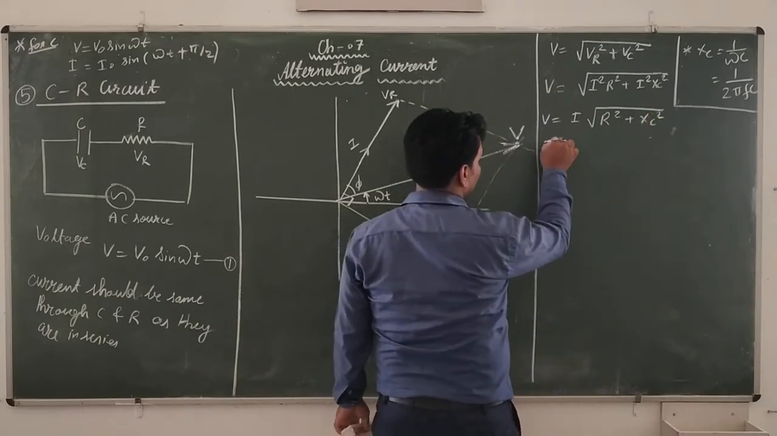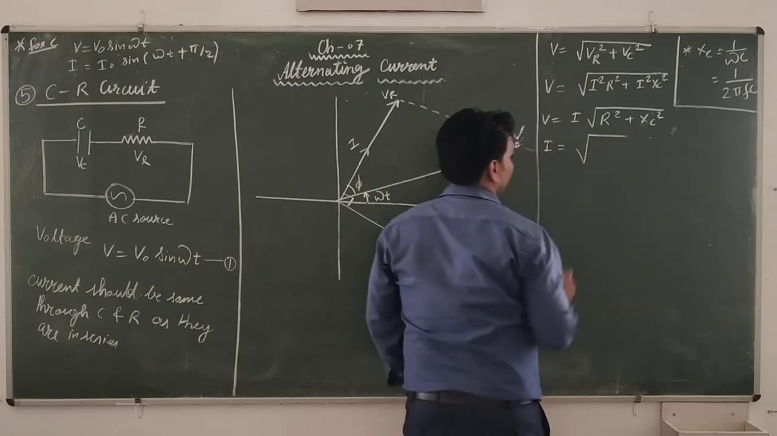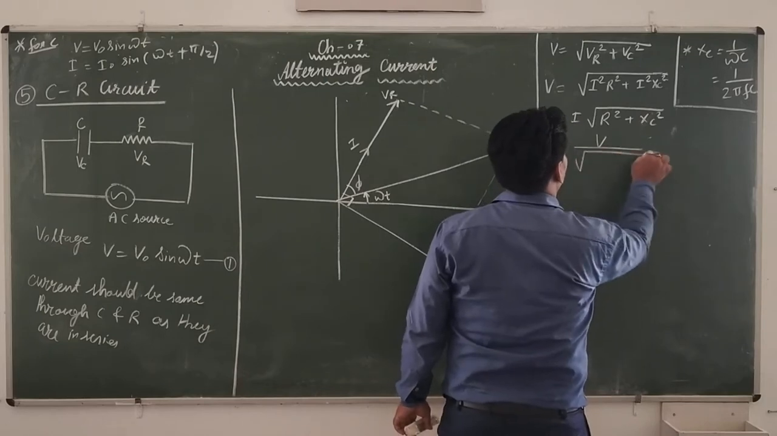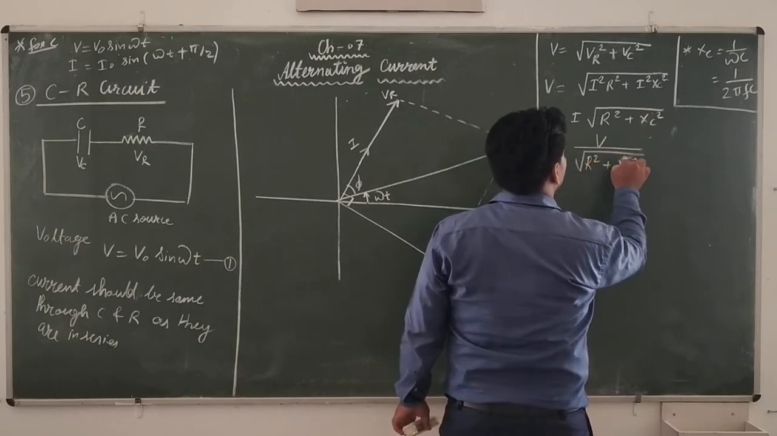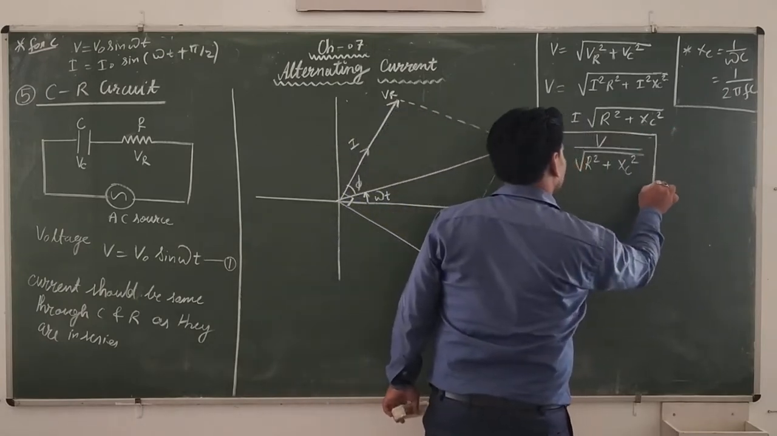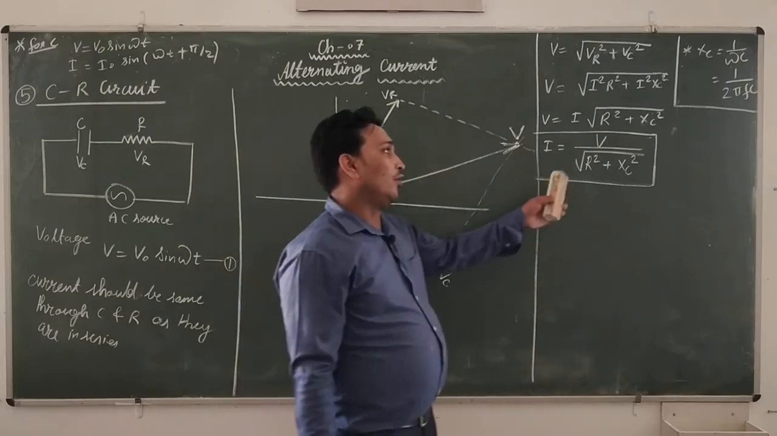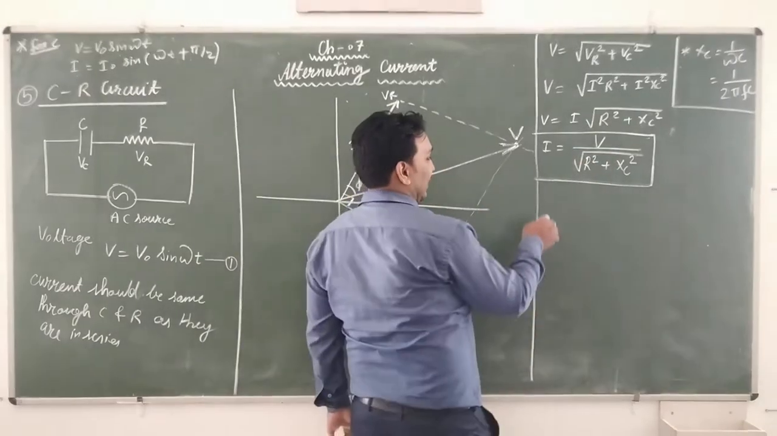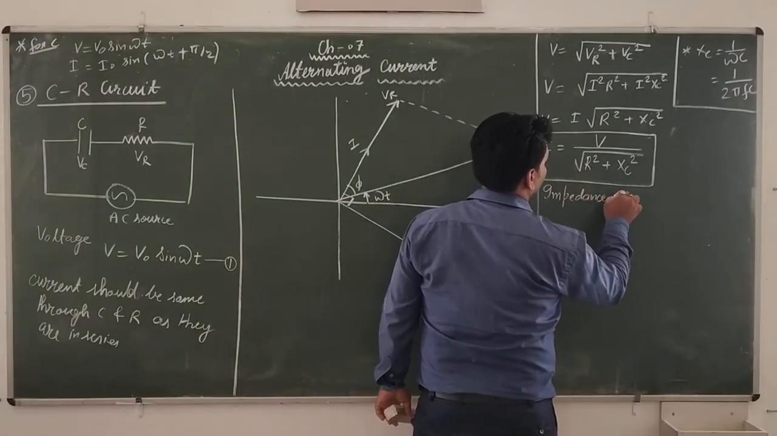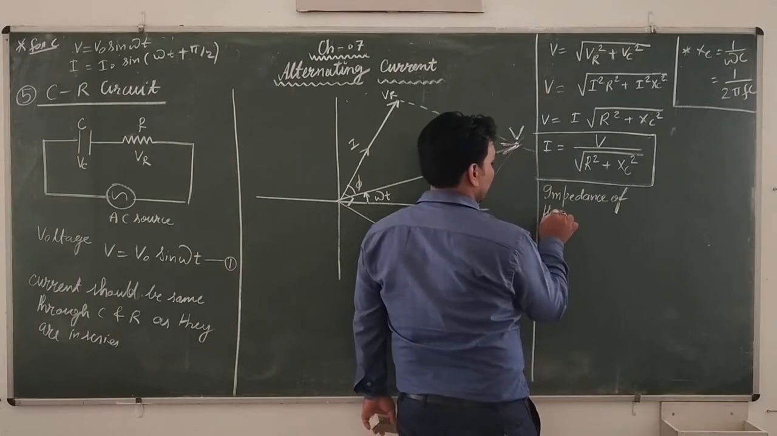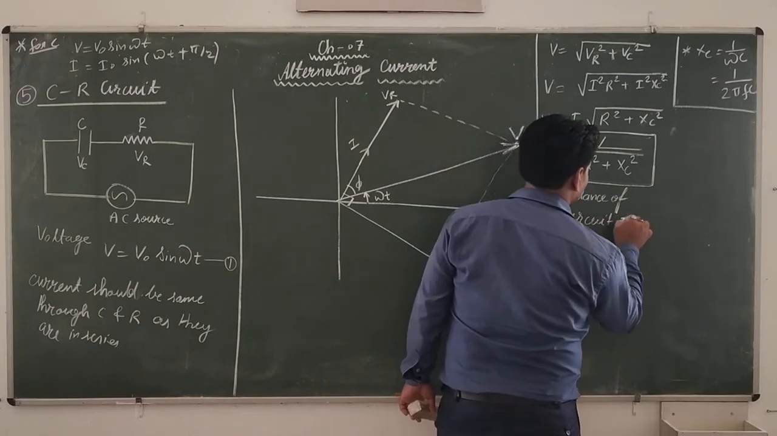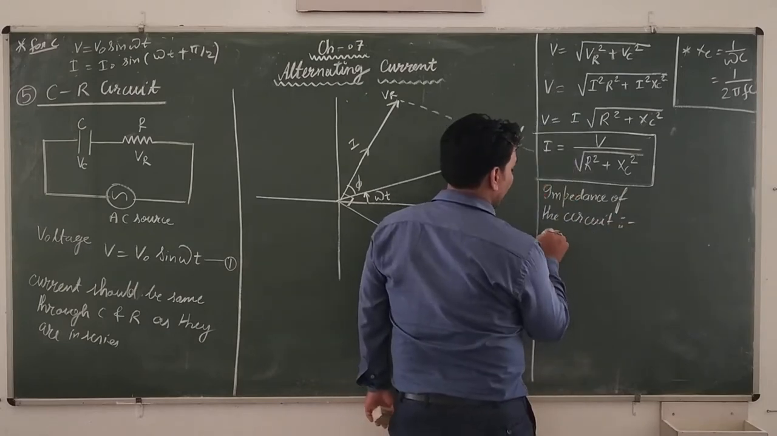From here the value of I comes out to be V upon under root R square plus XC square. So this is the value of I. Now by the same logic, current should be equal to voltage upon resistance. Here, the impedance of the circuit is given by what? Z.